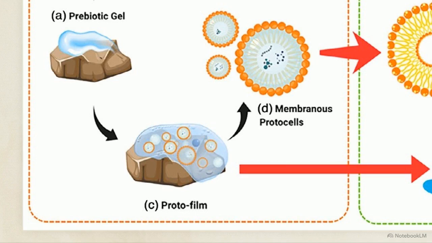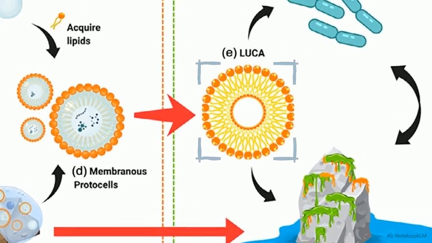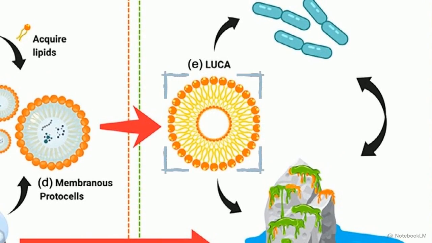In Panel C, we see a protofilm, where lipid molecules within the gel naturally reorganize into discrete compartments around successful chemical networks. These embedded protocells enter a bootstrapping phase, sharing resources and dividing metabolic labor with their neighbors within the protective matrix. Panel E shows the culmination of this communal phase, the emergence of LUCA, the last universal common ancestor. This fully realized cellular entity developed its biological machinery while safely anchored in the gel.